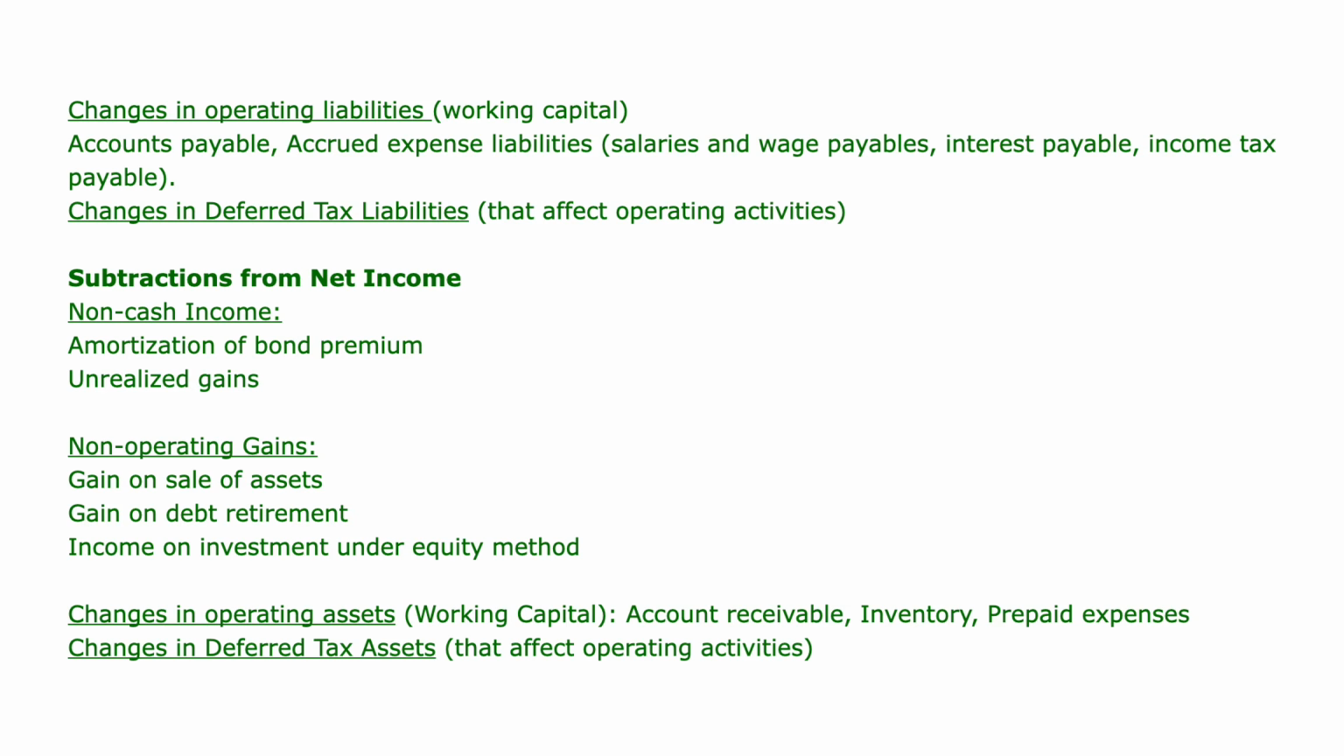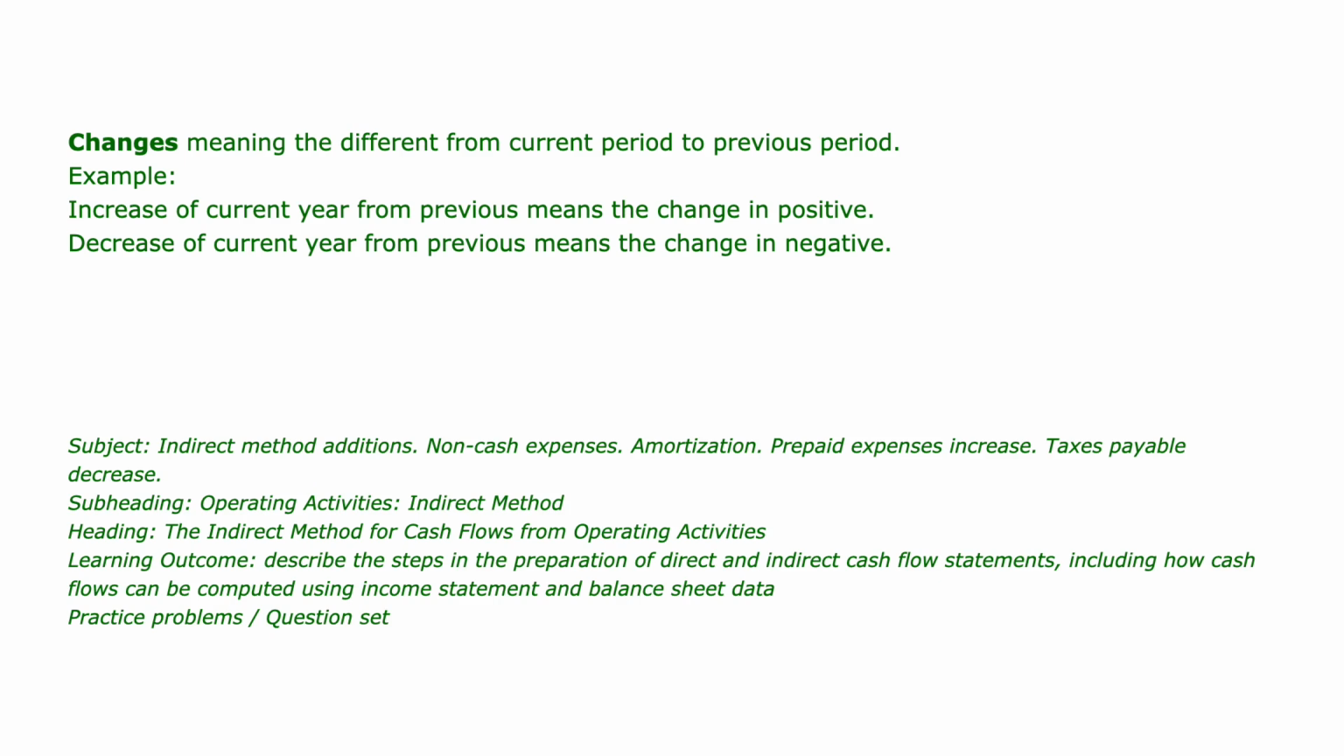Operating liabilities changes: accounts payable and accrued expenses, salaries, interest, income tax. Operating assets changes: accounts receivable, inventory, and prepaid expenses. Non-cash items adjusted: amortization of bond premium, unrealized gains, gain on asset sale, gain on debt retirement, and income on investment under the equity method. Changes indicate differences between current and previous periods.